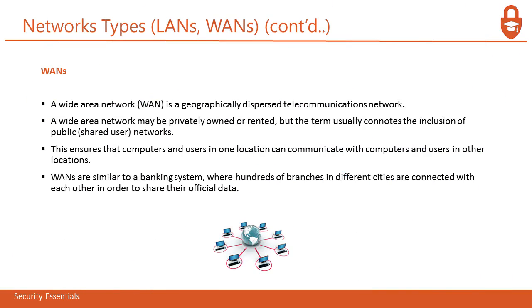WANs, or wide area networks, are geographically dispersed telecommunication networks. A LAN is in a particular building, home, or office, but WANs can connect multiple locations dispersed throughout a geography. A wide area network may be privately owned or rented and usually includes connections to public networks. This ensures that computer users in one location can communicate with computer users in another location. In LANs, users can communicate within a single building, and in WANs, they can communicate across multiple buildings in several locations. WANs are similar to a banking system where hundreds of branches in different cities are connected with each other in order to share their official data.